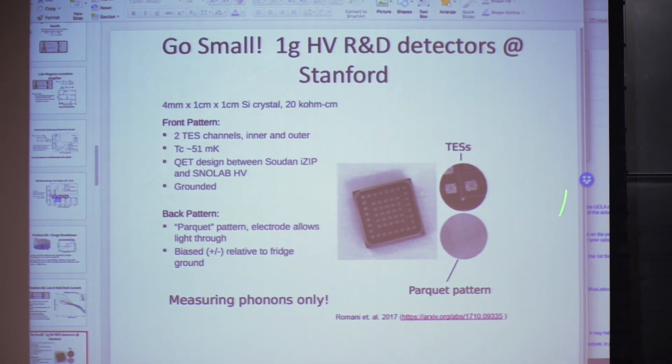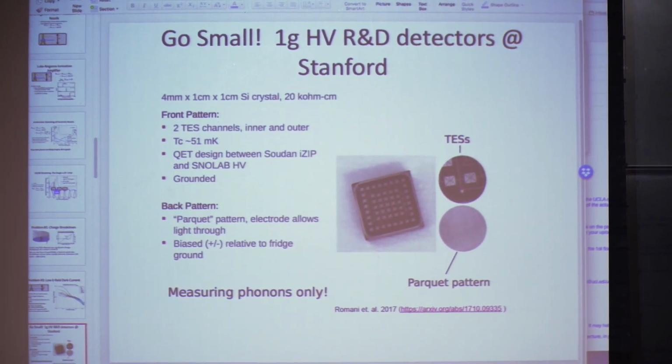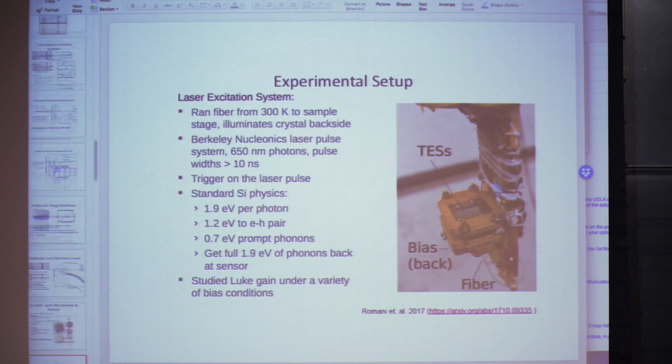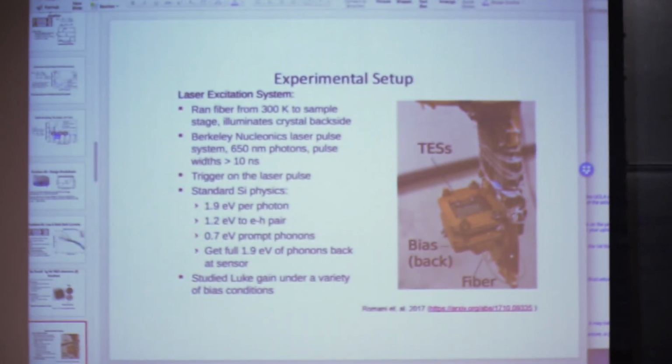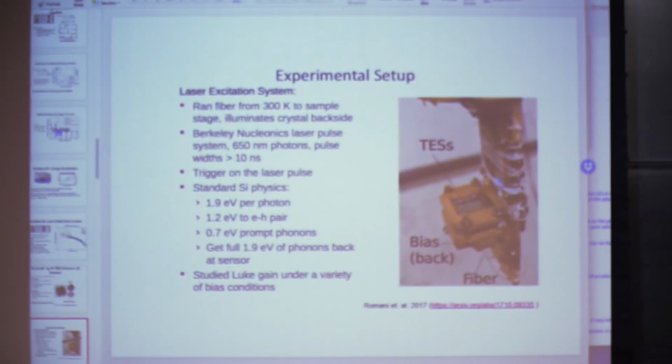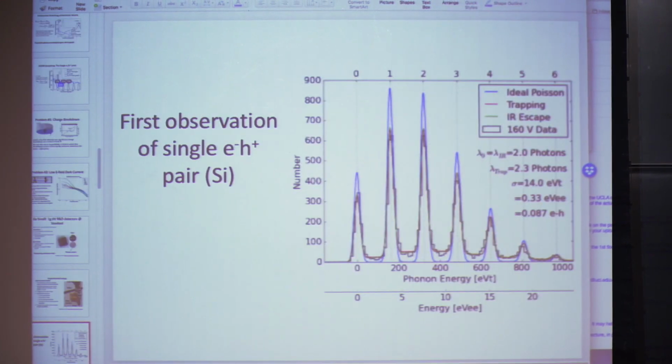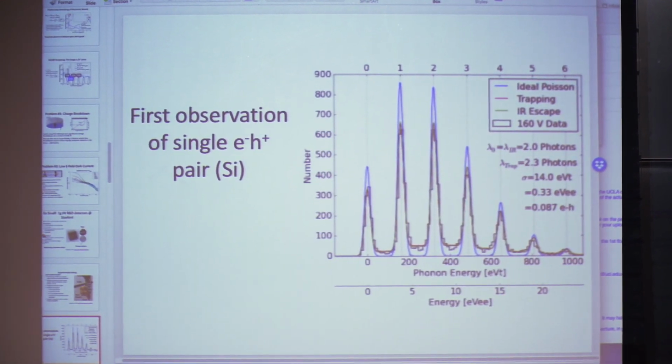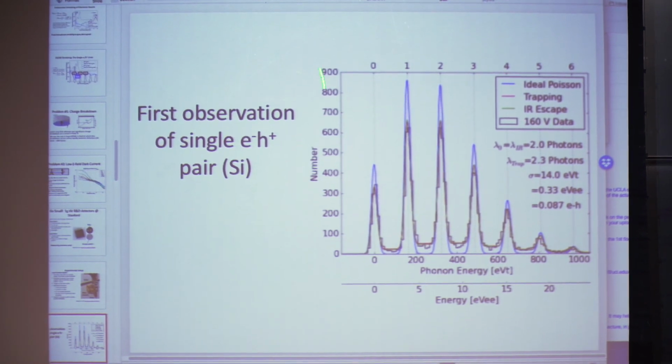And we built a device that basically looks like a supercity mass detector. And here's the experimental setup. We just put some 1.9 eV photons with a laser going down and hitting the device. And here's what we see. So we were able to see, just like DOMIC, we were able to get to single electron hole sensitivity.